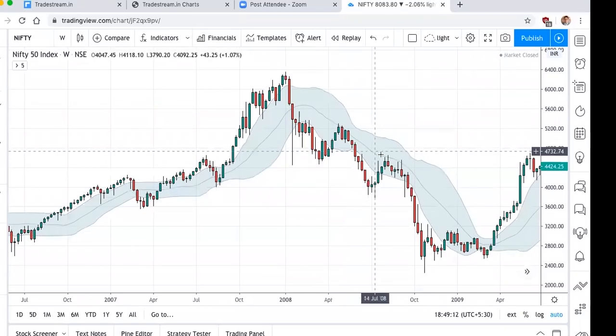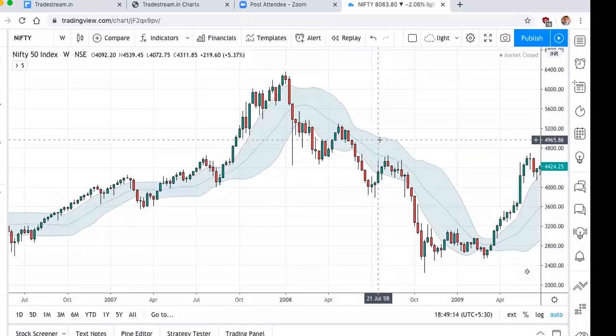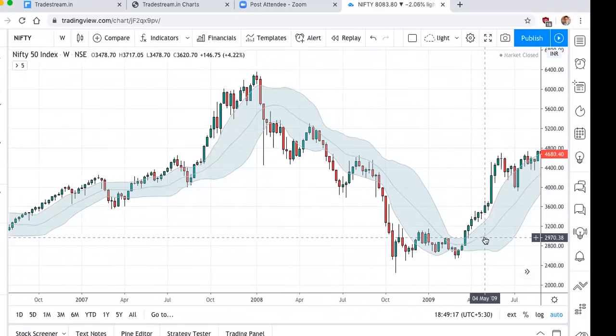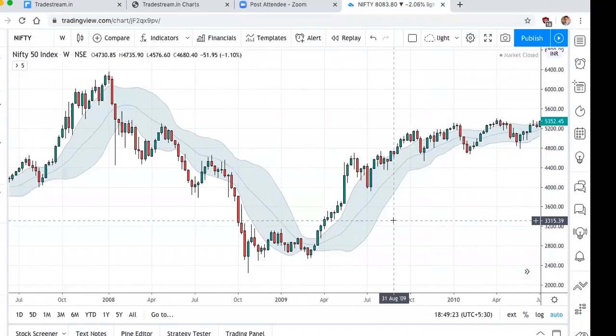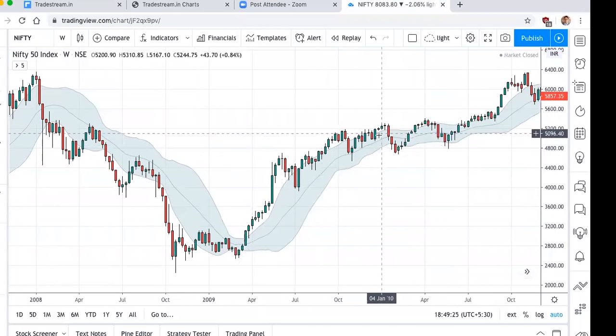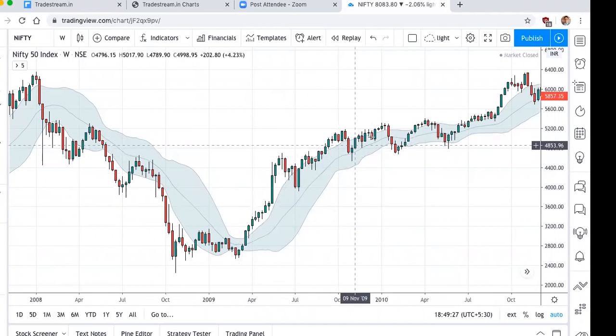You don't have any entry filter for a buy trade. Where it actually got you in is in March 2009 after the entire carnage was over. Once again, this gave you a very early entry. You stayed in for most of the rally.